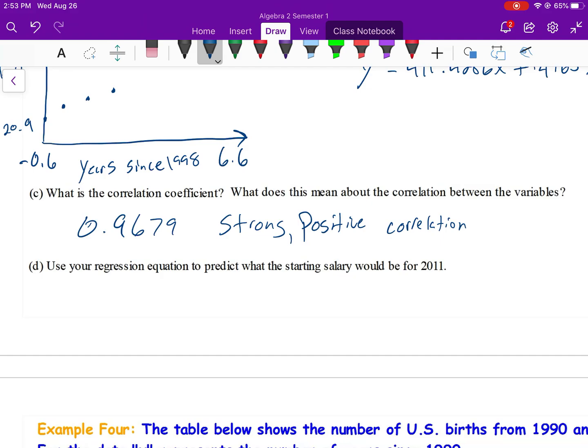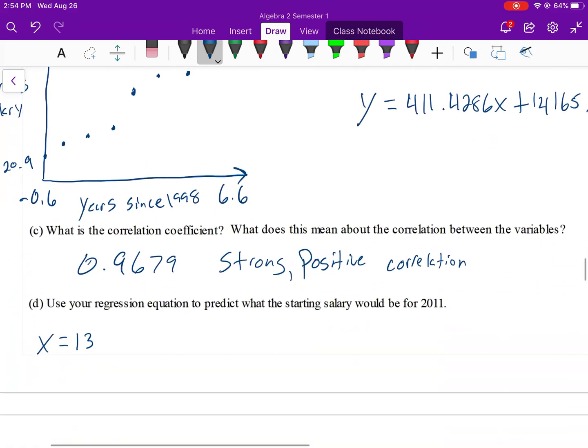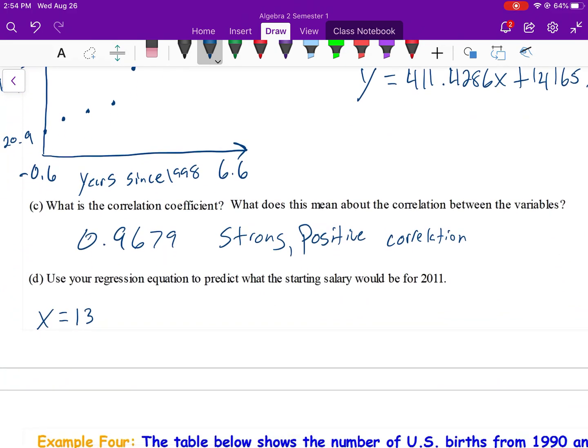Now the big thing with this one here is using that regression equation. I want us to predict something that happens in the future. Use your regression equation to predict what the starting salary would be in 2011. Now we got to figure out that x value, because x is representing the years since. 2011, that's 13 years since 1998. So all you're going to do is take that x value of 13 and plug it into your regression equation.